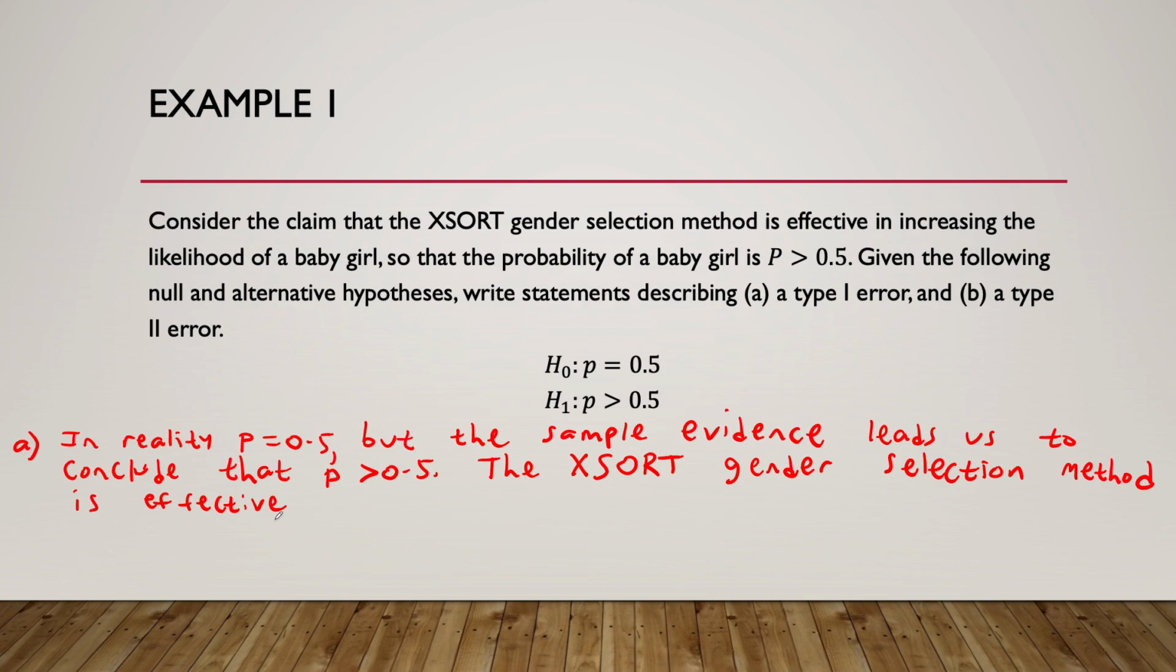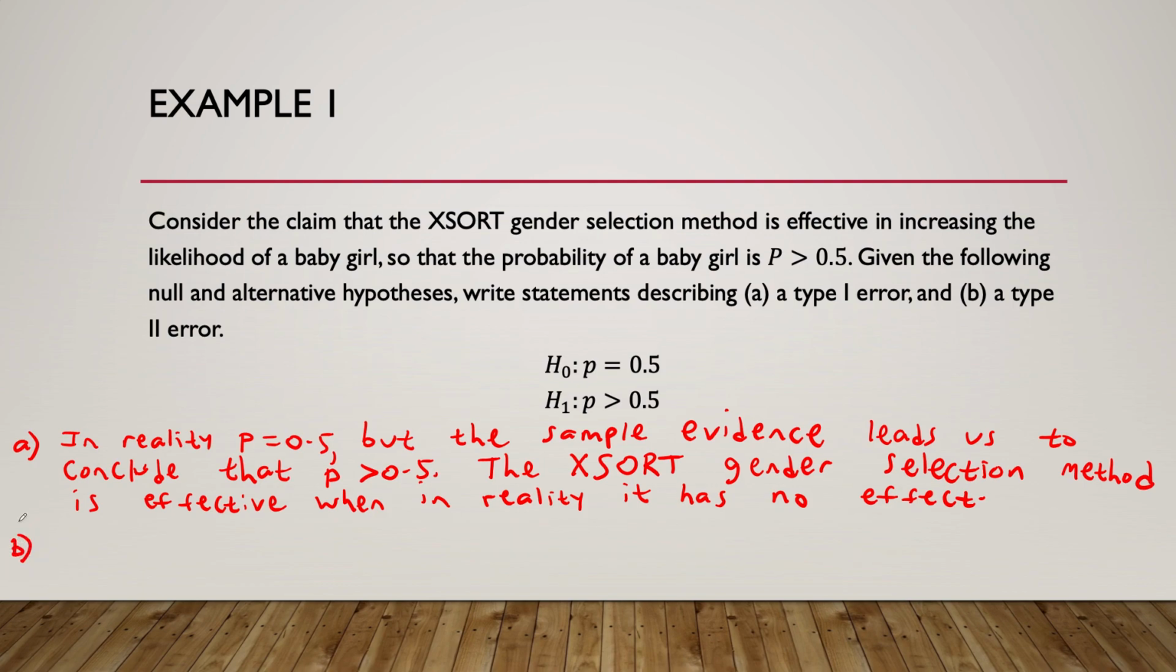Is effective when in reality it has no effect. Meaning that we claim that it's effective since we claim that the proportion is greater than 0.5, but in reality it's equal to 0.5, so it has no actual effect.